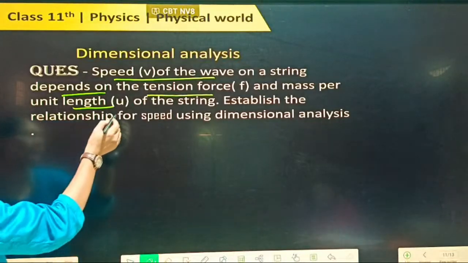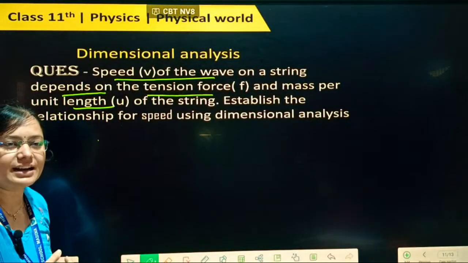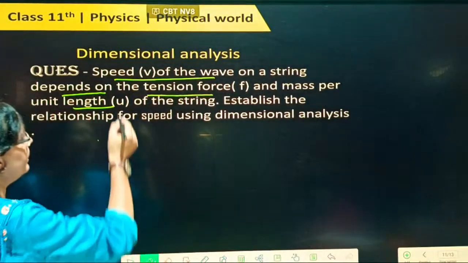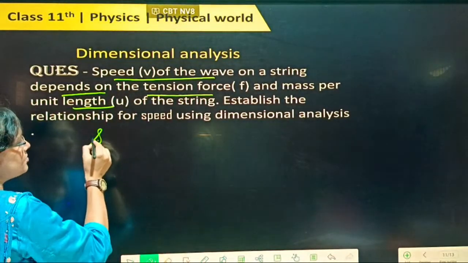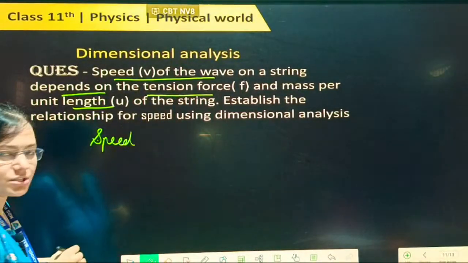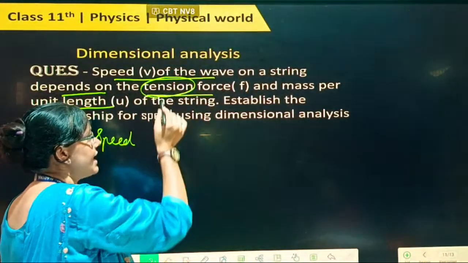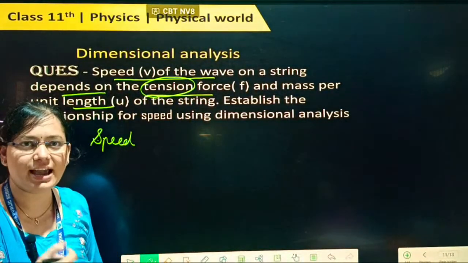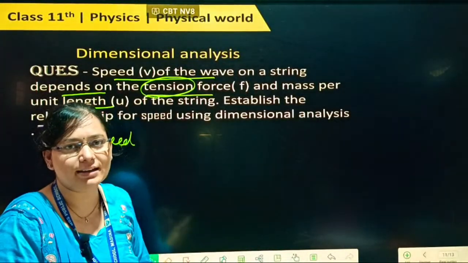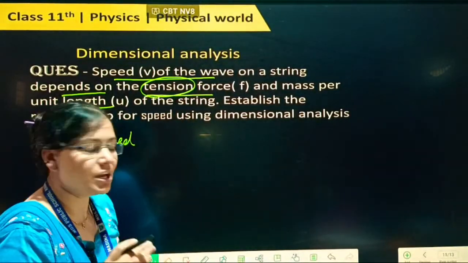So how will we solve this? First, we will write the dimension formula of each quantity. Here we have to find the speed, which depends on the tension force. What is tension force? Tension is the force acting in the string. For any rope, the force acting between the molecules of the string is what we call tension. Its unit is Newton.